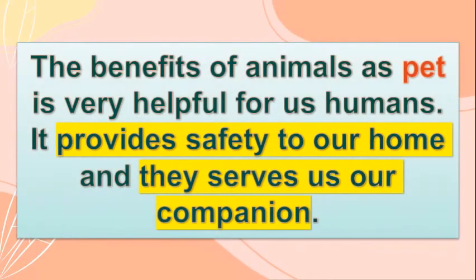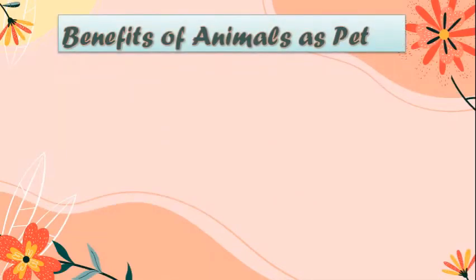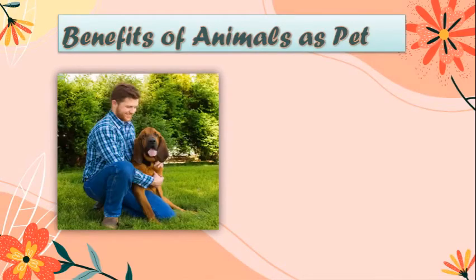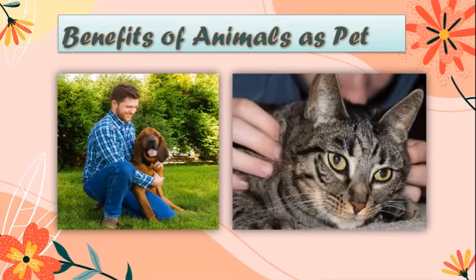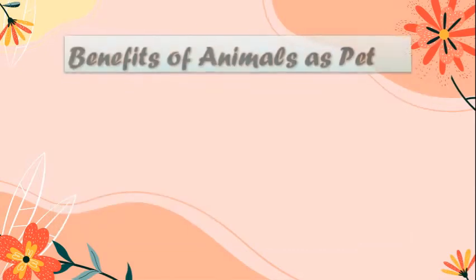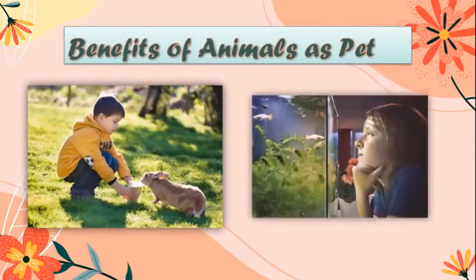The benefits of animals as pets is very helpful for us humans. It provides safety to our home and they serve us as our companion. Benefits of animals as pet. For example, a dog. A dog is known as a man's best friend. A cat. Also, rabbits and fish. They provide enjoyment to us humans.